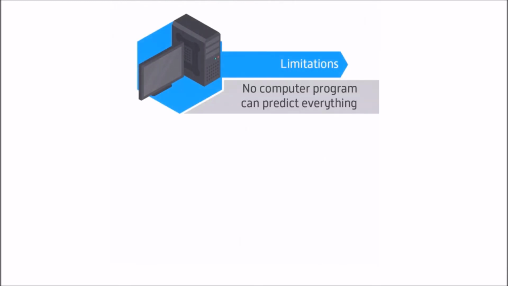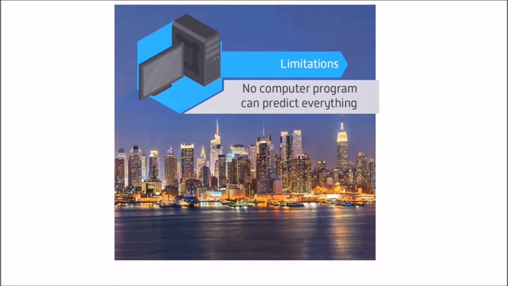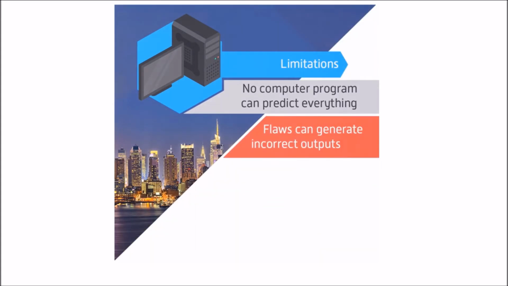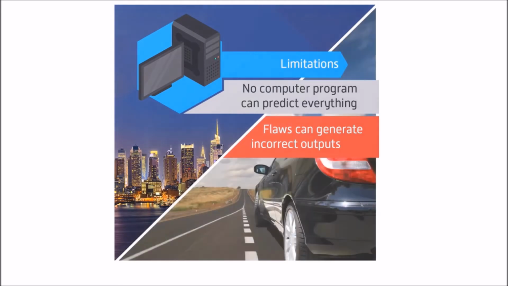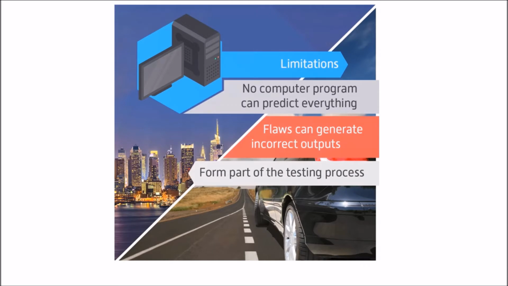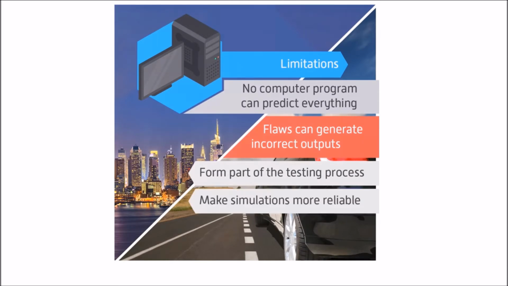No computer program, however accurate, can predict everything, as the real world is more complex than a program can account for. Also, any flaws in the program might generate incorrect outputs, and it's difficult to test the accuracy of these programs. This is why, after modeling has taken place, real cars and real planes need to be subjected to real stress tests. Not only does this form part of the testing process, but any observations can then be used to make the simulation software even more reliable.